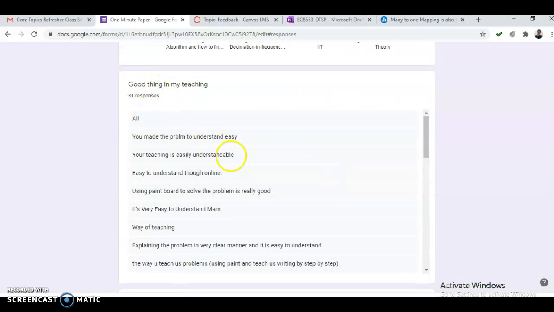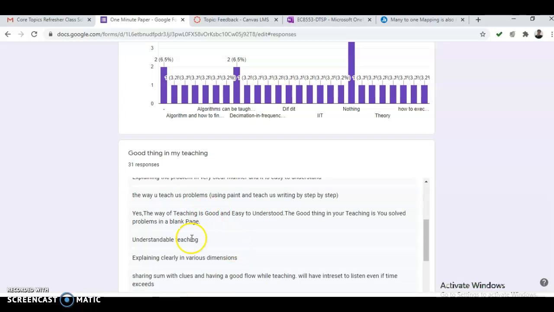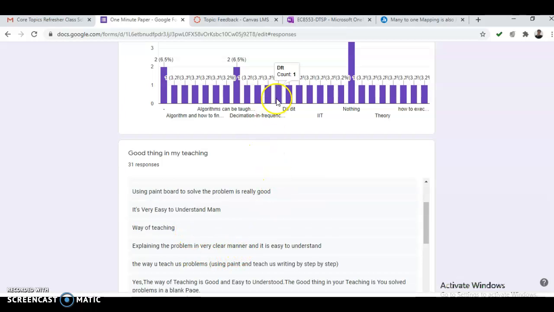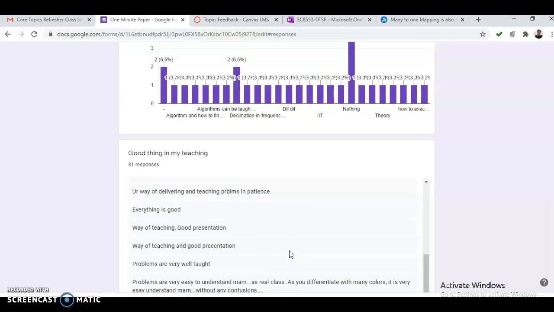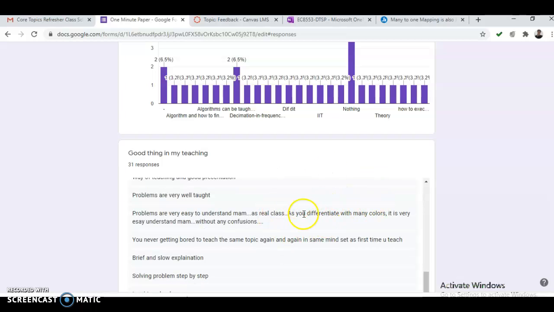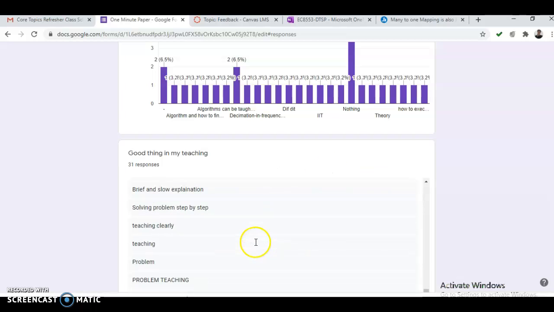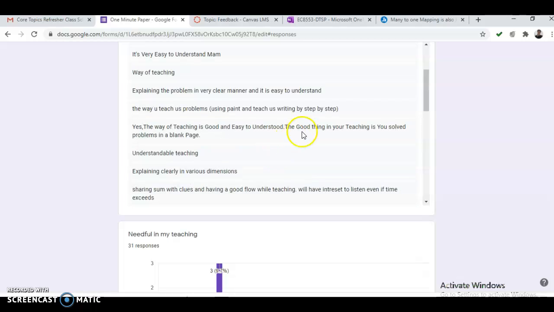For the good things in my teaching, they understand the problems very easily, and I explain the problems clearly because I am using OneNote, delivering and teaching problems, differentiating with many colors, and interactively. So these are the very positive comments from the students.